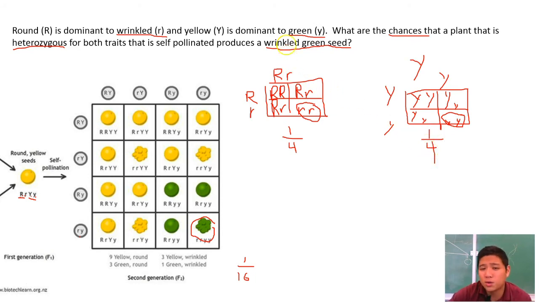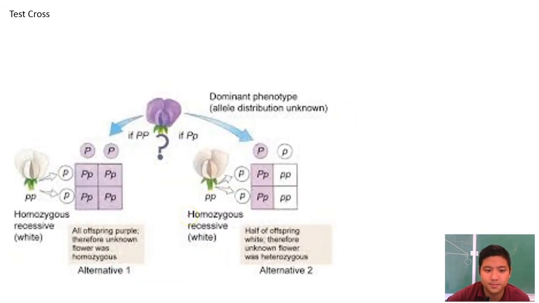Okay, and since we want wrinkled and green, whenever you hear "and," that means you're going to multiply. So here, 1 times 1 is 1, 4 times 4 is 16. And we get the same answer, a 1 in 16 chance to get that wrinkled green seed.